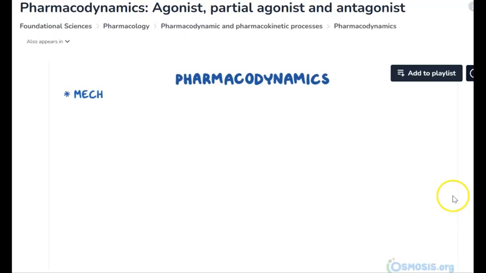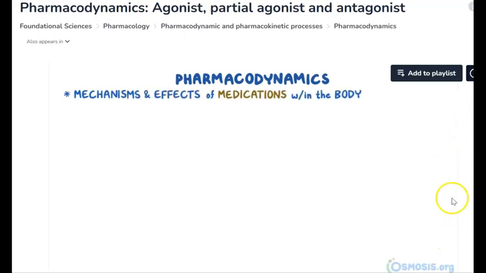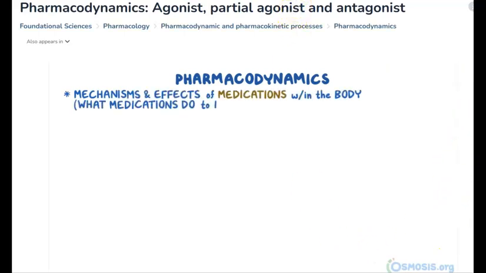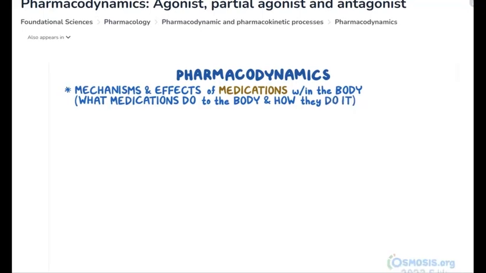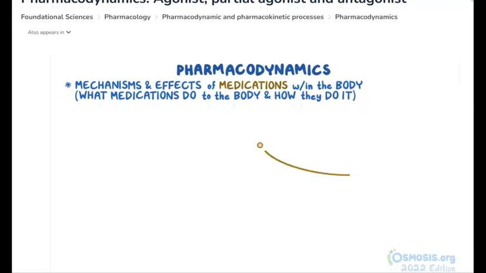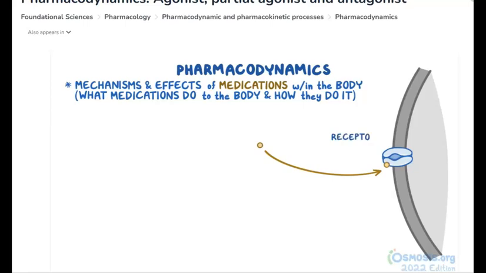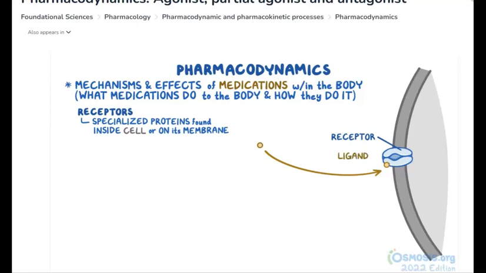Pharmacodynamics refers to the mechanisms and effects of medications within the body. Or more simply, it's what medications do to the body and how they do it. In order to have an effect, many medications have to reach their target cells and bind to a receptor. Receptors are specialized proteins found inside the cell or on its membrane. When they bind to a signal molecule called a ligand, they can alter their shape or activity, which ultimately results in some change in the cell's activity or behavior.